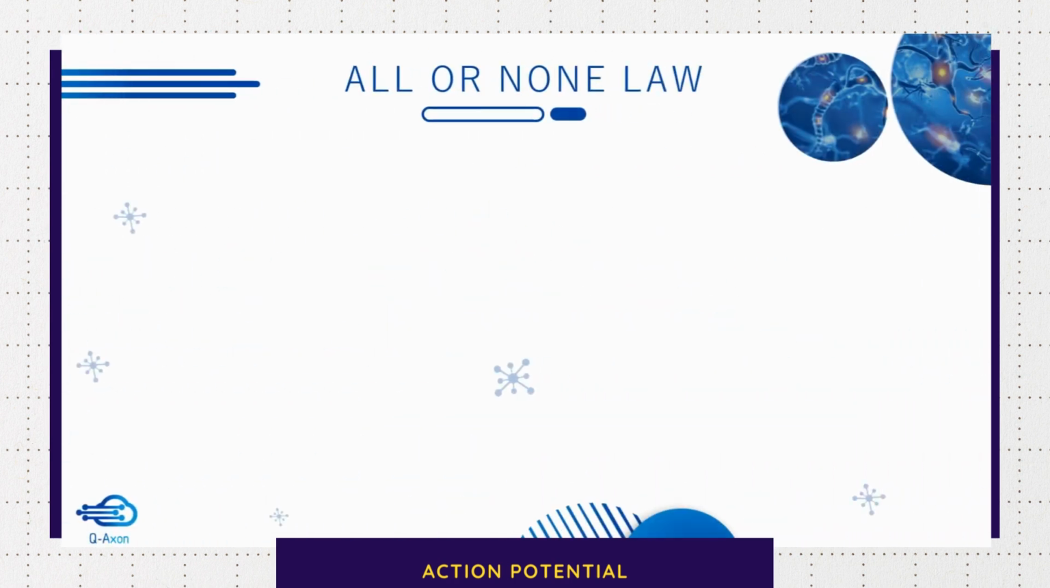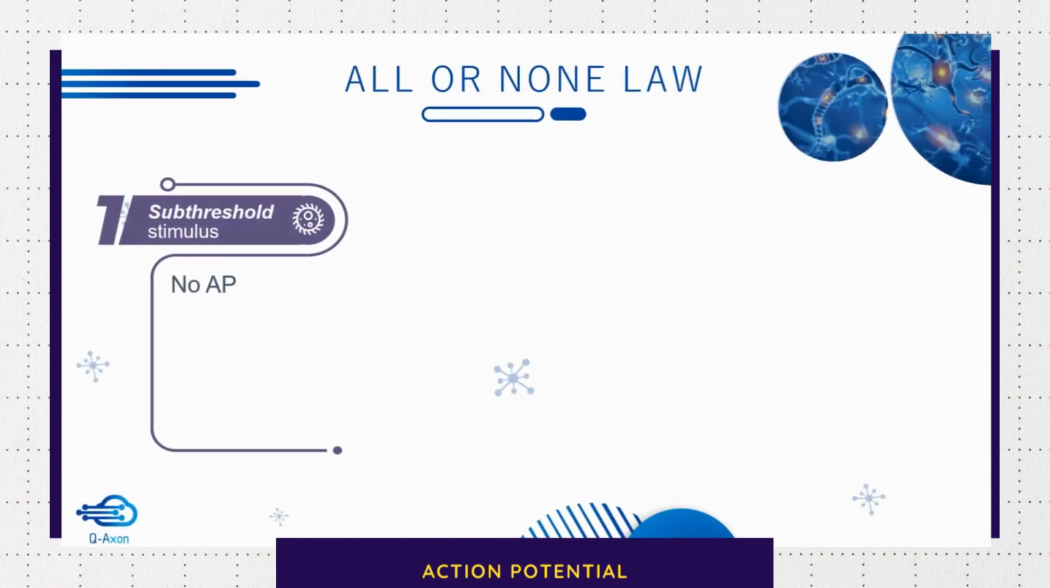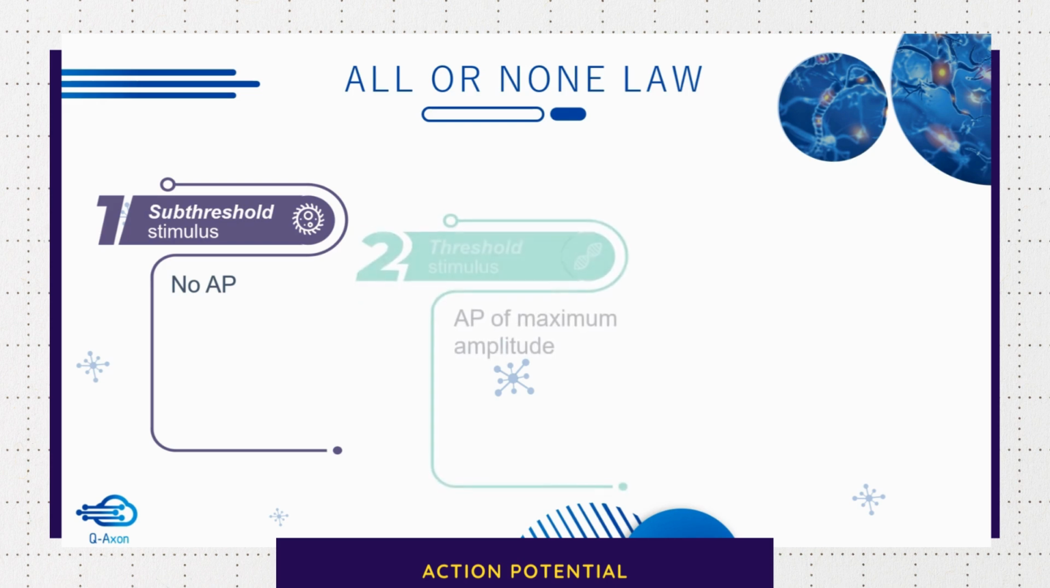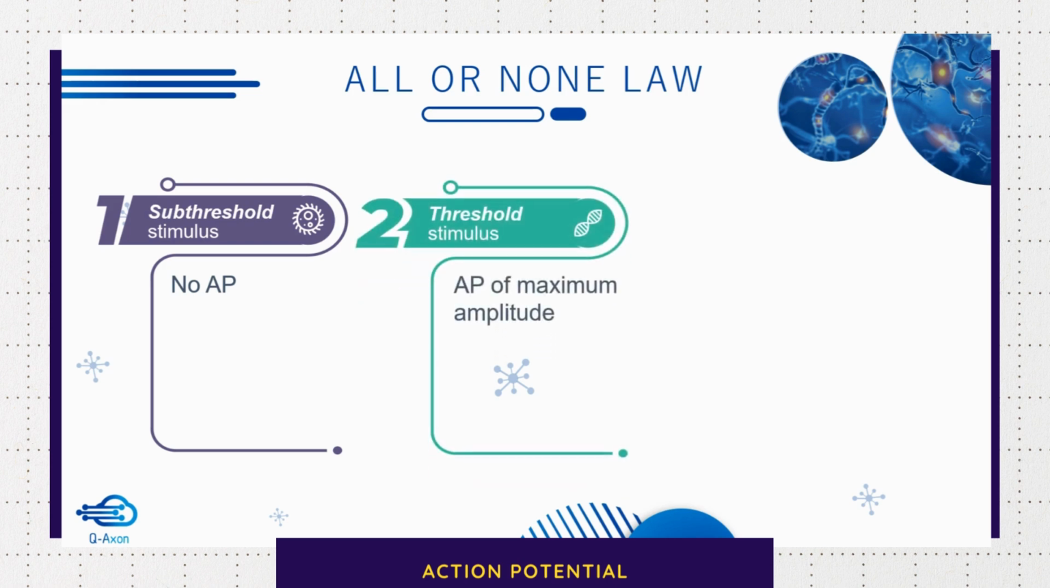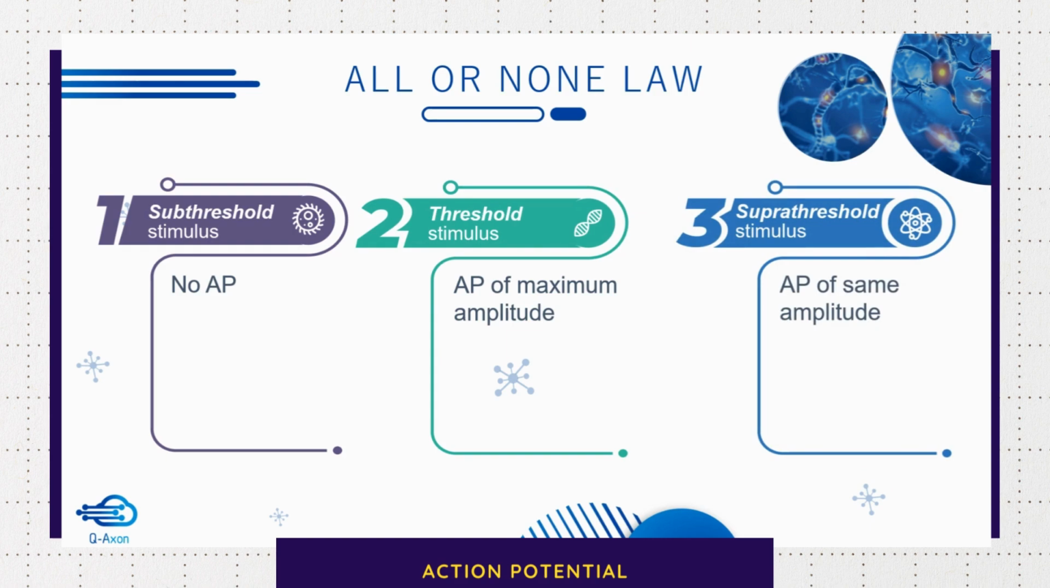So to summarize, if you apply a sub-threshold stimulus, there is no action potential. If you apply a threshold stimulus, you get an action potential of maximum amplitude. And if you apply a supra-threshold stimulus, you still get an action potential of the same amplitude.